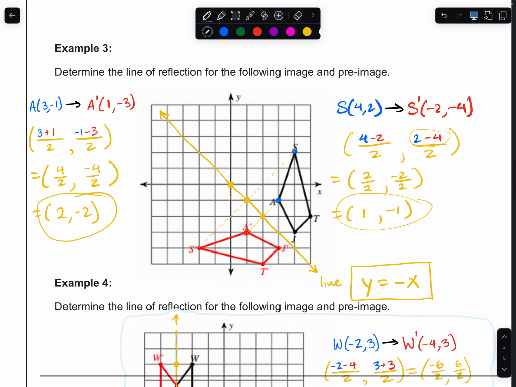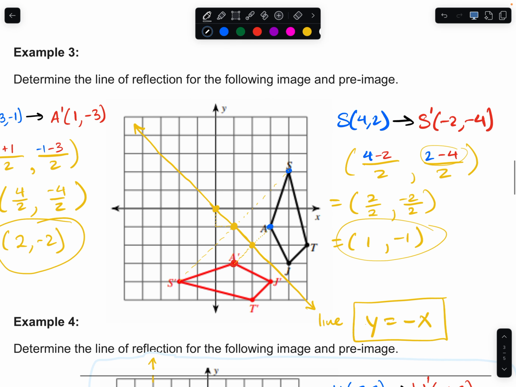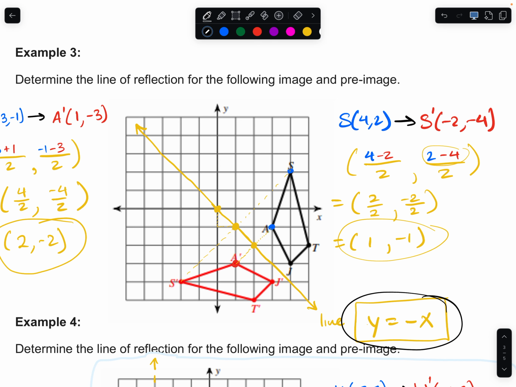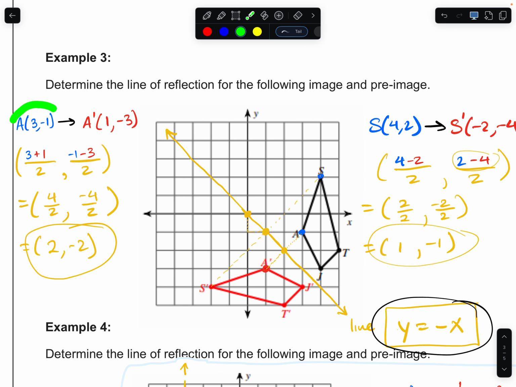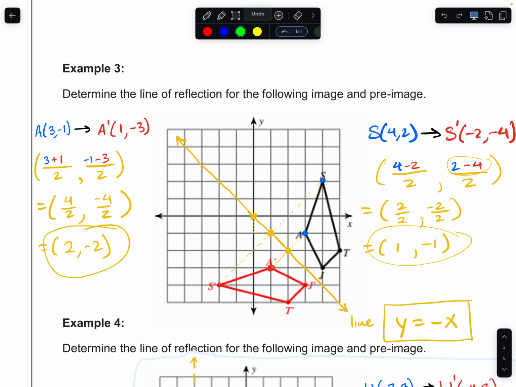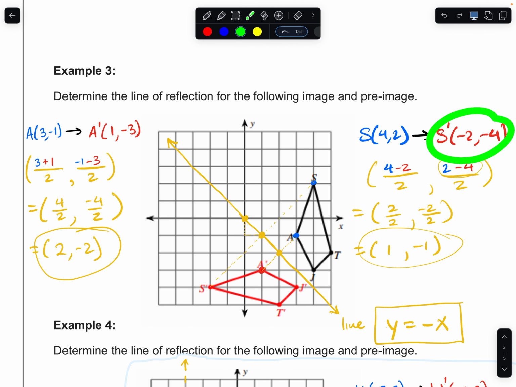In example 3, now that we did the work, we saw we're reflecting over the line y equals -x. So in hindsight, what happened? Do you see any pattern between A and A prime? And does that pattern also hold to get from S to S prime? The x and y coordinates, we had a 3 in the x coordinate here, and now there's a -3, but it's in the y coordinate. We had a 1 here, and there's a 1, but it's positive now.